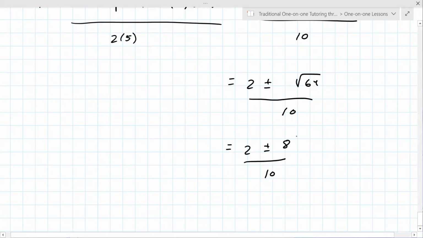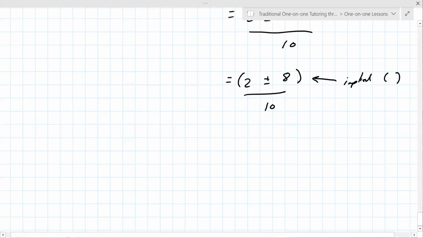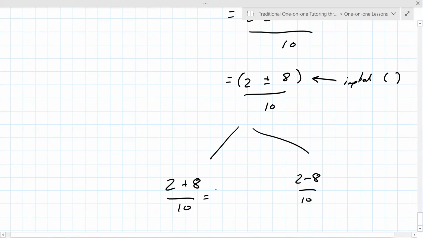Now you were asking me about this earlier. Yes, there's implied parentheses, and that means you need to do that first. 2 plus 8 over 10, 2 minus 8 over 10. So this 10 over 10, would I write that as 1? Yes. Then minus 6 over 10, minus 3/5. Yes, that's your final answer: x equals 1 and negative 3/5.